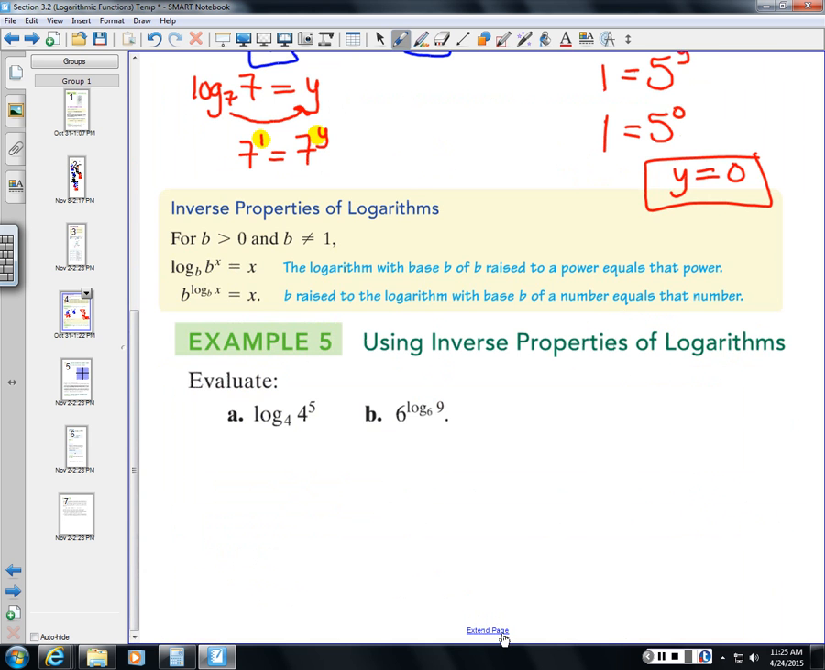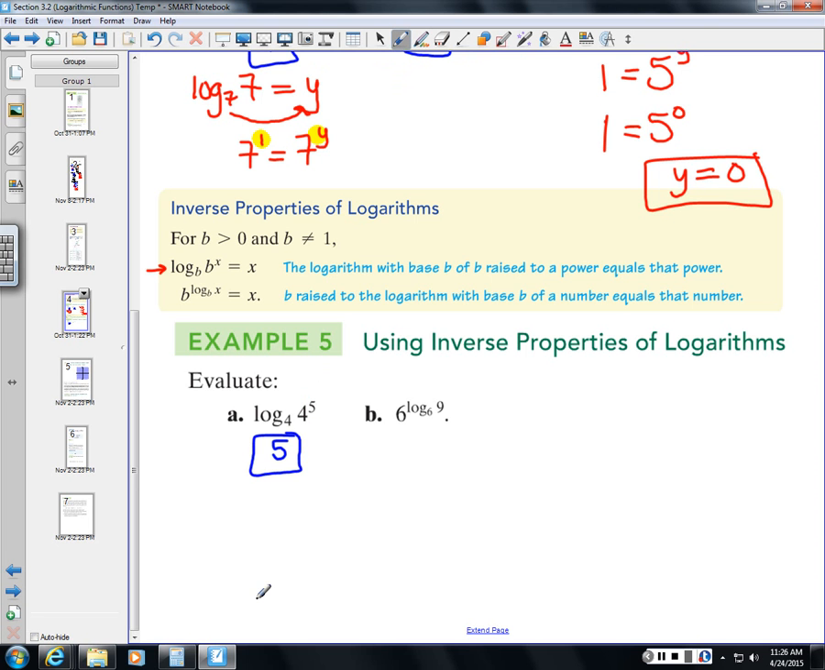A couple more. These are inverse properties of logs. The first one here is very similar to the first basic log property from above that said log base b of b is equal to 1. Well, this says if you have log base b of b, but your b also has an exponent attached to it, then your answer is just that exponent. So for instance, if you look at example A down here, if we had log base 4 of 4, we would know that's a 1. But because that 4 has an exponent up there, my answer is just that exponent.